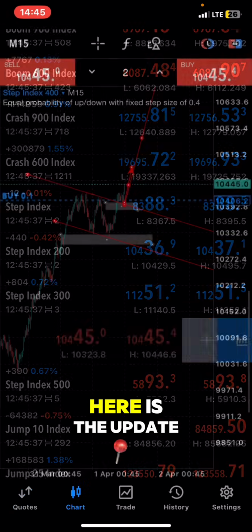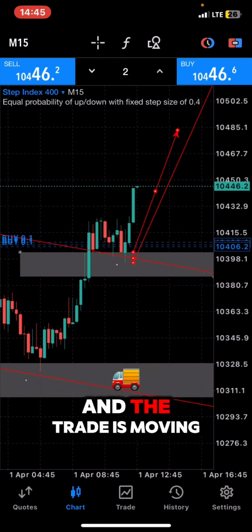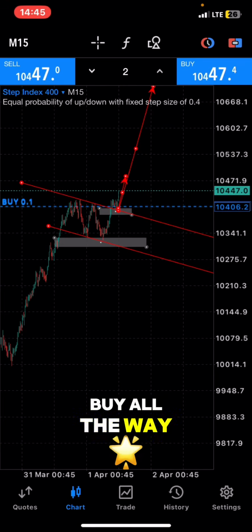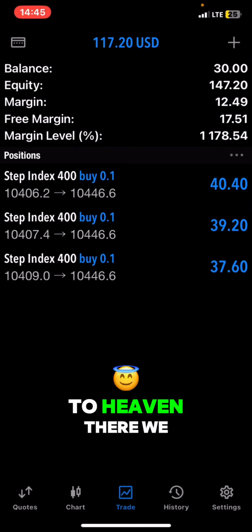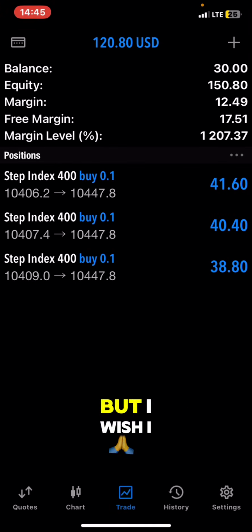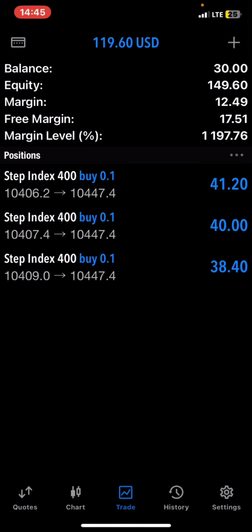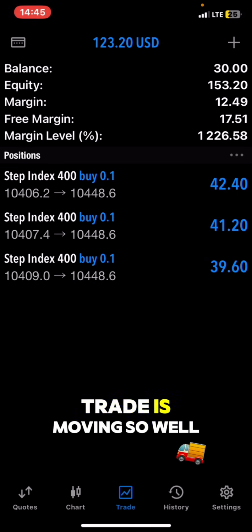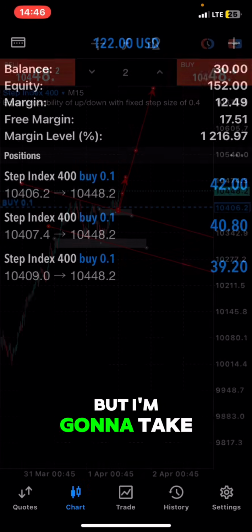A few moments later. All right, here is the update, and the trade is moving. Like I said, this trade is supposed to buy all the way to heaven. There we have it. I wish I'd gone full margin. I was just a little bit afraid, but I wish I did the real thing, proper. I regret not doing it. I should have done it so that I deal with real stuff. But right now the trade is moving so well. But I'm going to take a little risk over here.